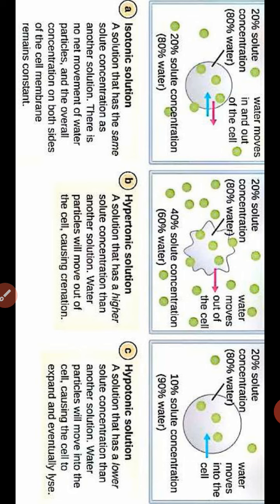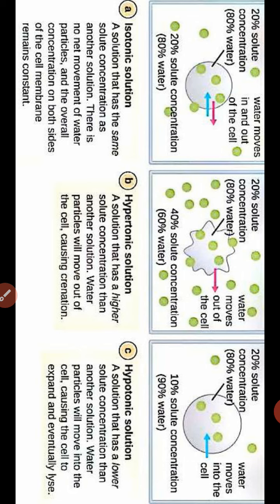Now let's take an example. There are three types of solution. The first is isotonic solution. Now what is isotonic? Here, understand what an isotonic solution is: a solution that has the same solute concentration as the other solution.